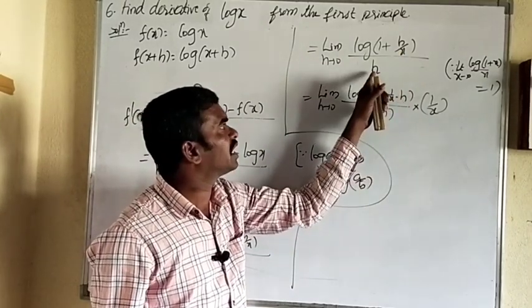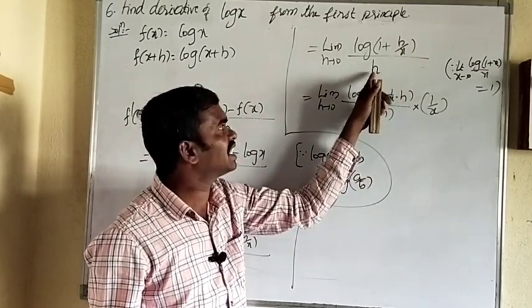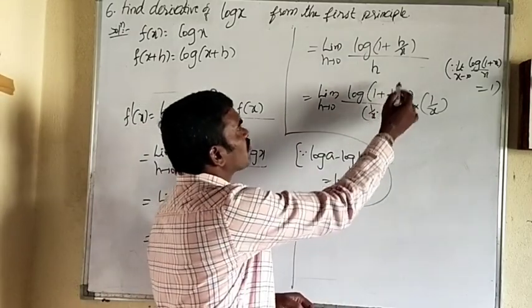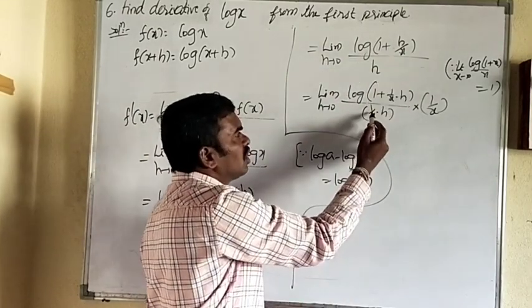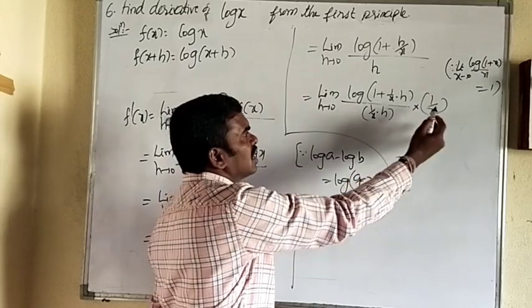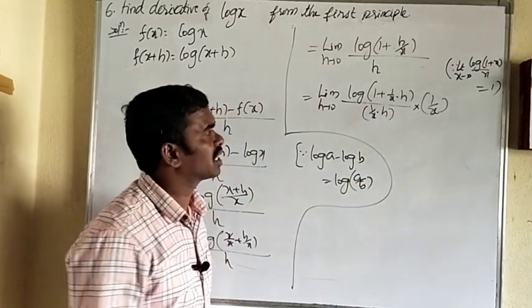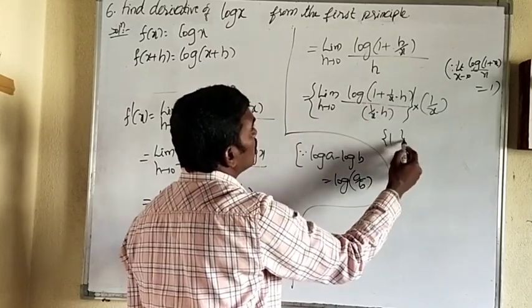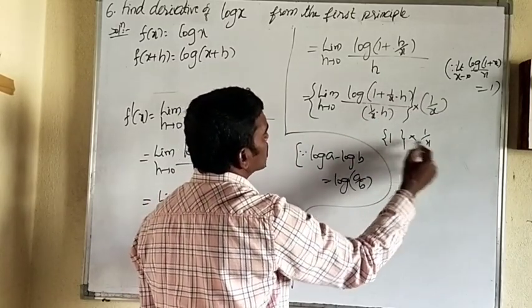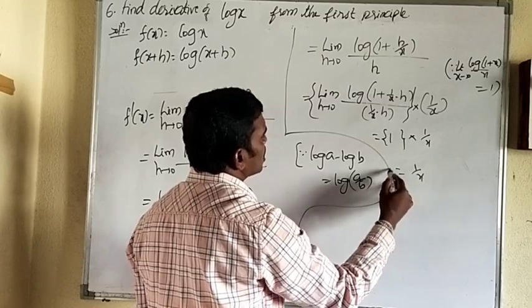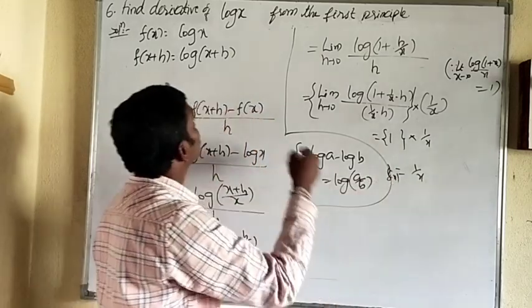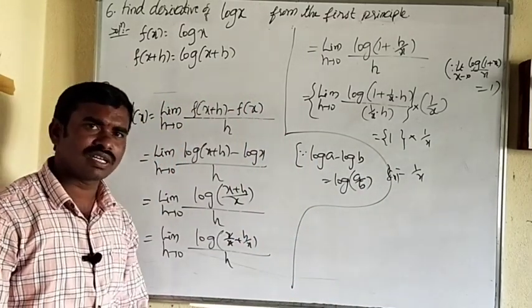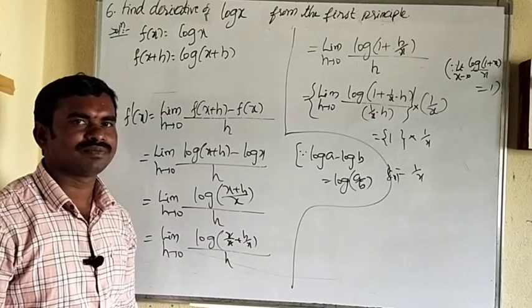But in the denominator only h is there. For this h, we need into 1 by x. So the denominator is multiplied with 1 by x, and immediately the numerator is multiplied with 1 by x. So the value of this function is 1 according to that formula, and into 1 by x. So which is equal to 1 by x. What is this? F dash of x is equal to 1 by x. F dash x means derivative of log x. Very simple. Okay?